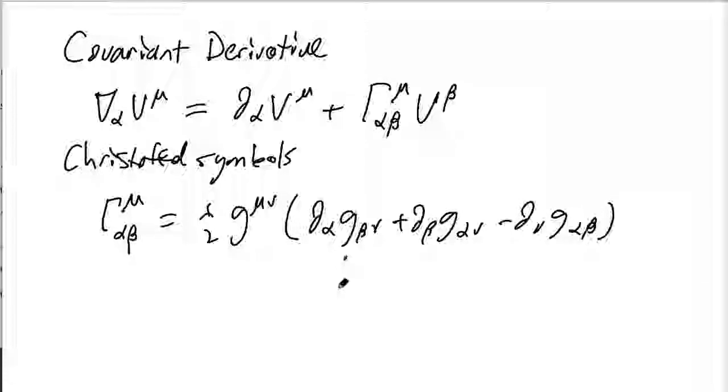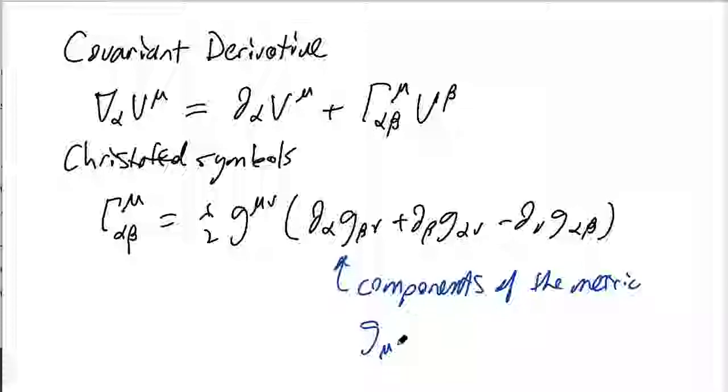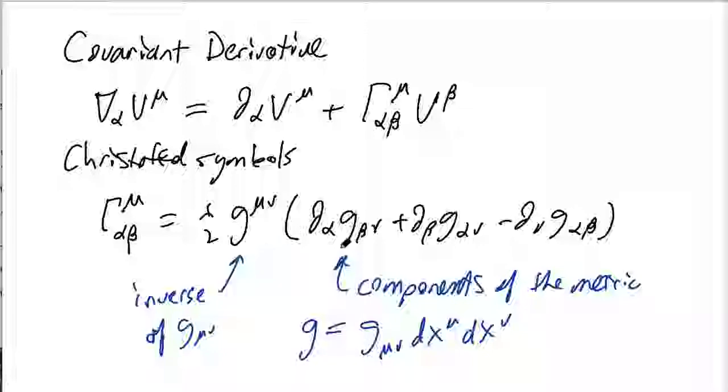Let me remind you that the g's with the lower indices are the components of the metric. So the metric itself is an operator that has two slots to insert two vectors. And the g_μν are just the components of that operator. g with the upper indices is the inverse of g with the lower indices. And also remember the partial symbol here is just shorthand notation for the derivative with respect to the coordinates.